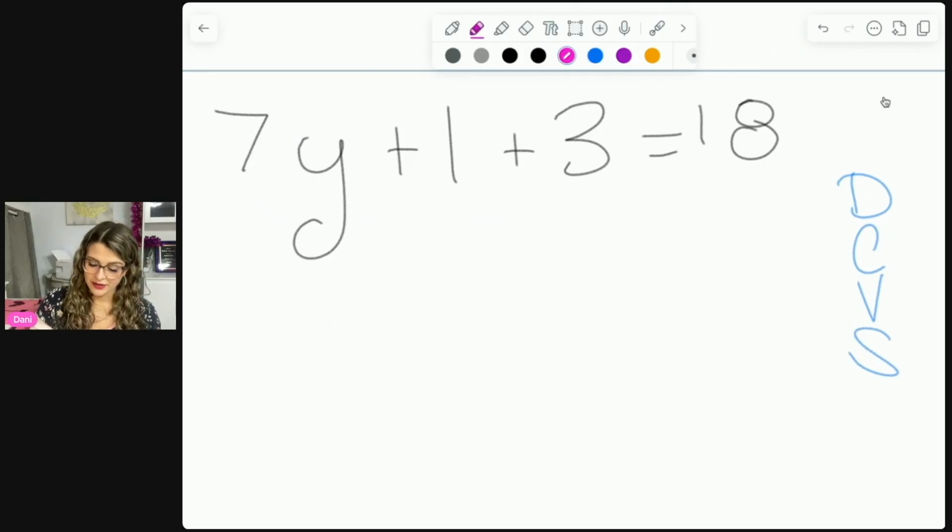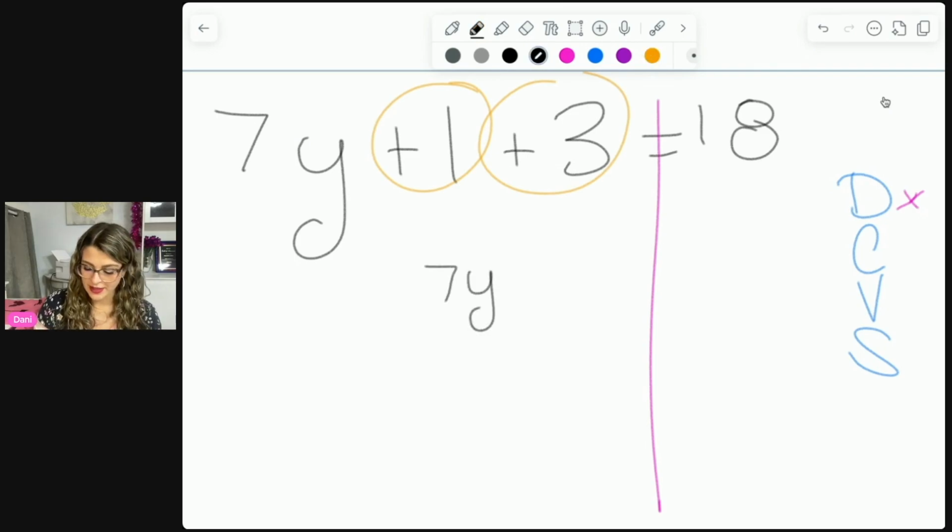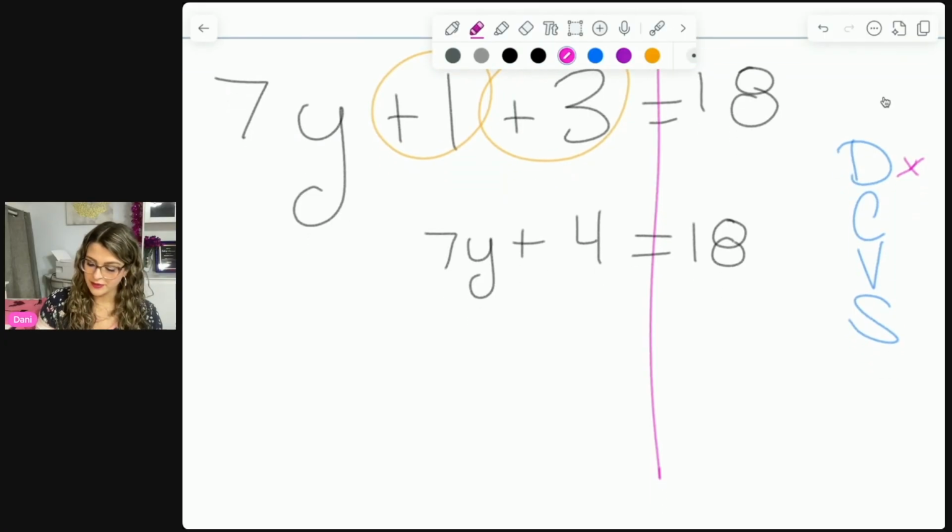So let's draw our line down so we don't forget about it. All right, D is distributing. Do we have to distribute? Nope. So life is good. Don't have to do that. Can we combine like terms? Well, 7y is just chilling by itself, but we do have this positive 1, and we do have this positive 3 that we can combine. So let's bring down our 7y, and our equals 18. Positive 1 plus 3 is positive 4. So we combine our like terms. Our variable is on the same side. There's no variable on the left and the right, so life is good.